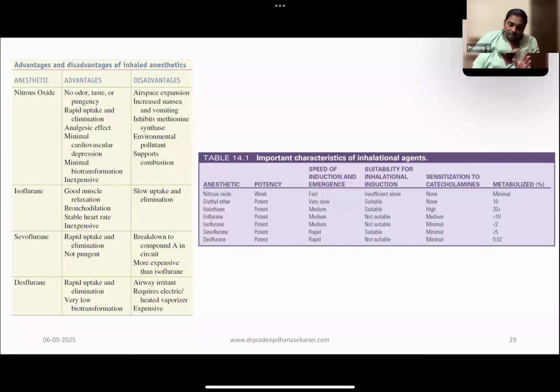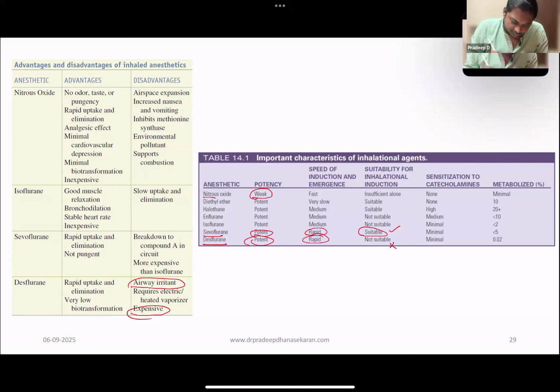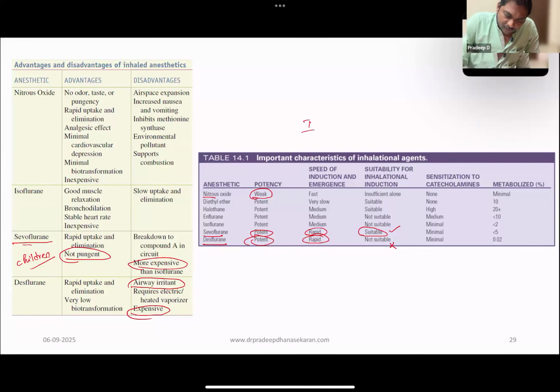The column on the right gives us the potency. Nitrous oxide is a weakly potent drug, whereas sevoflurane and desflurane are more potent drugs. They have a rapid onset and rapid emergence, and the suitability for induction is only for sevoflurane, not for desflurane. Why? Because desflurane is an airway irritant and it is very expensive. Sevoflurane is not pungent, but it is more expensive. It is used in children. The induction agent for children is sevoflurane.